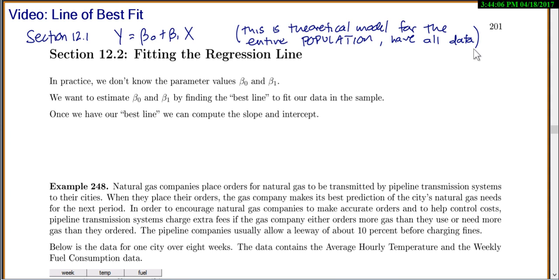So just like everything else we've done in this class, we talked about populations versus samples. Now we're going to do almost the exact same thing, but it's for samples. So section 12.2 is for now our sample data. So in practice, if we don't have all the population data, we won't know what beta 0 and beta 1 are. So instead, we have to estimate them by finding the best line to fit our data. And once we have our best line, we can calculate our slope and intercept.